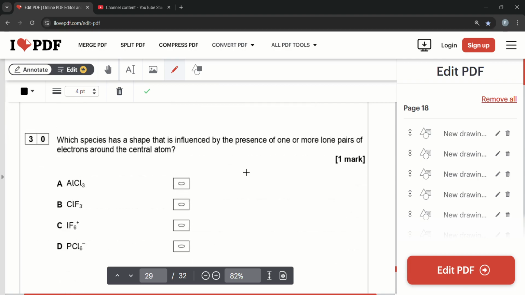30. Which species has a shape influenced by the presence of one or more lone pairs of electrons on a central atom? AlCl3? Definitely not. ClF3, yes. IF6 plus, well, it's going to have one less electron, therefore it's going to be an octahedral shape. 6 bonding pairs, no lone pairs of electrons, minus an electron, and same with here. Is it octahedral? Is it square planar? No, octahedral. The answer is B.